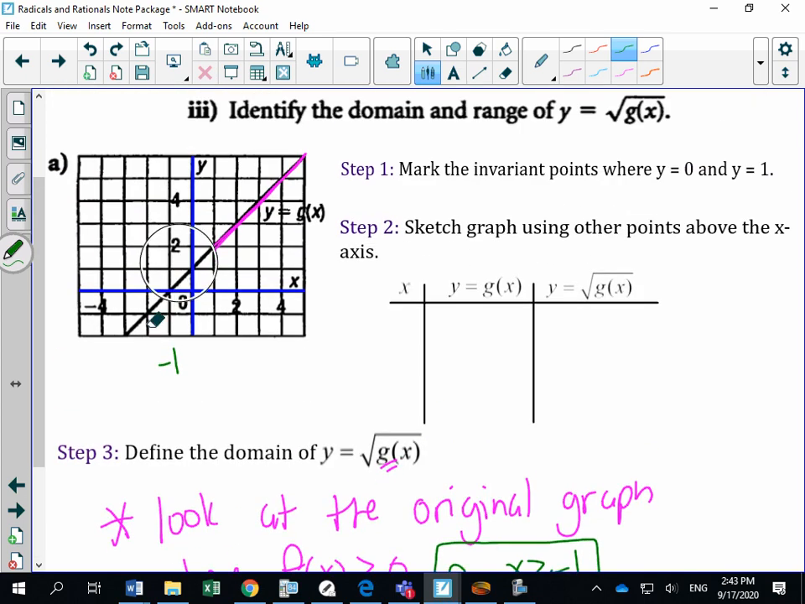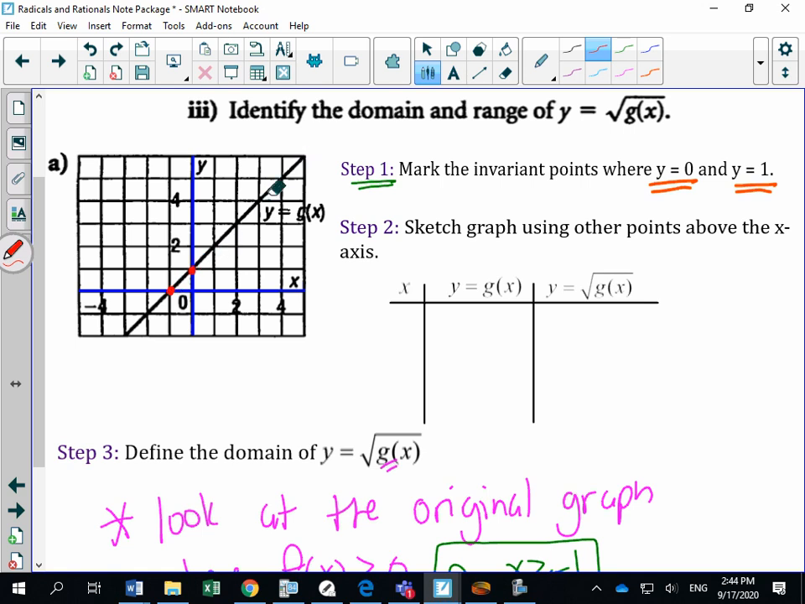All right, let's figure out what the transformed graph is. So the first step is you always want to mark the invariant points. And the invariant points we know are when y is 0 and 1. So go to your original graph and mark points where y is 0 and where y is 1. I might have said -1, I meant 1. So those 2 points are going to be invariant points. My radical graph is going to go through those 2 points.